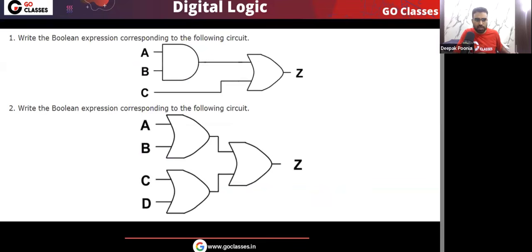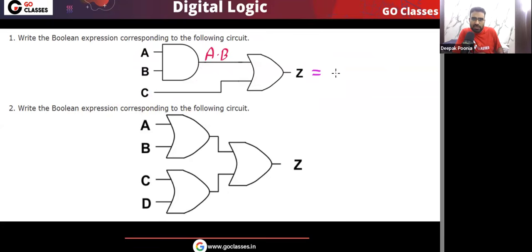Let's solve this question. Write the Boolean expression corresponding to the following circuit. So for this circuit, what is the corresponding Boolean expression? Or I can say this circuit is implementing which Boolean function? Here you can easily see that first we have this AND gate. The output of the AND gate will be A and B. Now you can see there is an OR gate here, and for the input of this OR gate, one input is A and B, another input is C.